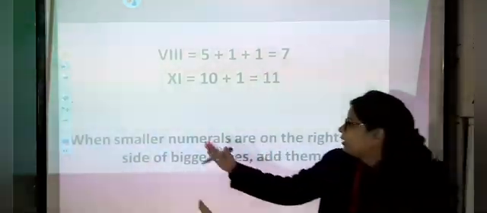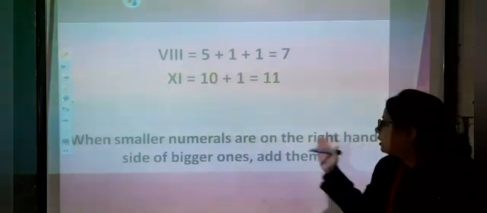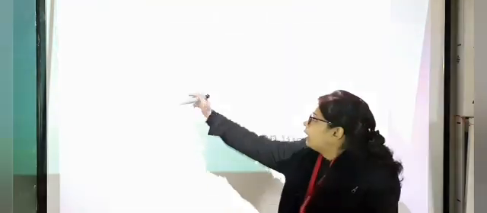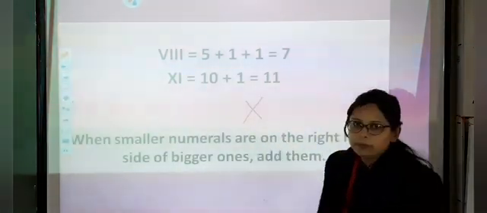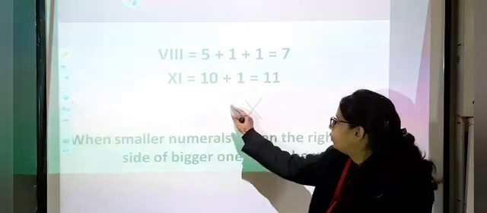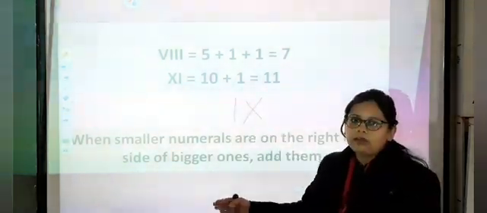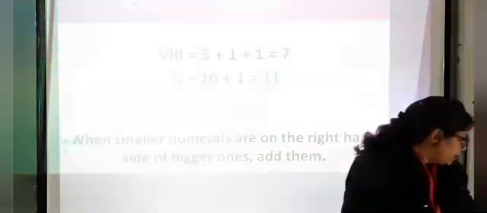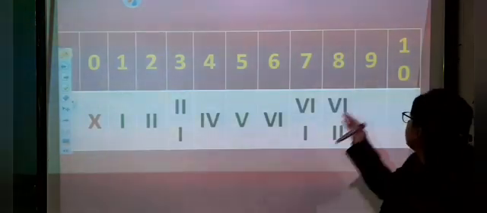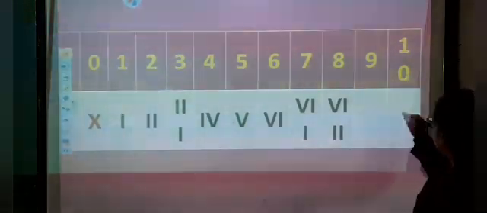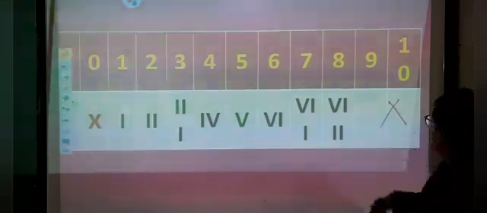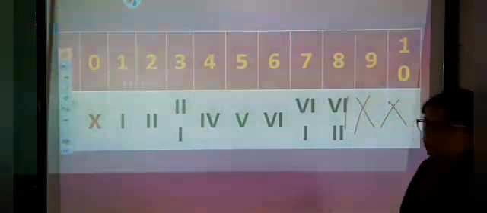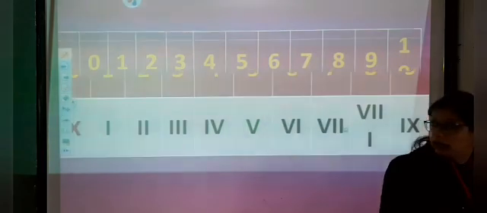Rule number 3, that when smaller numerals are on the right hand side of bigger one, add them. Suppose, what about 10? We can write 10 as X. And for 9, on the left side write I, because 9 is 1 less than 10. So same way, for 10 we have to write X, and for 9 we write X, and on the left side we have to write I. So that is for 9 and 10.